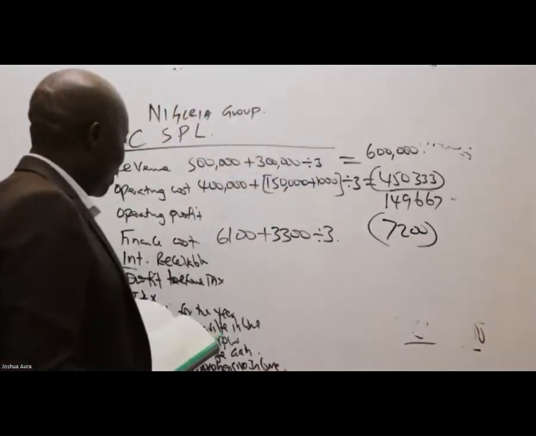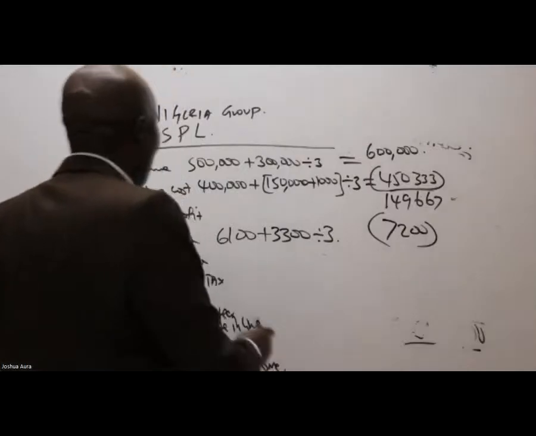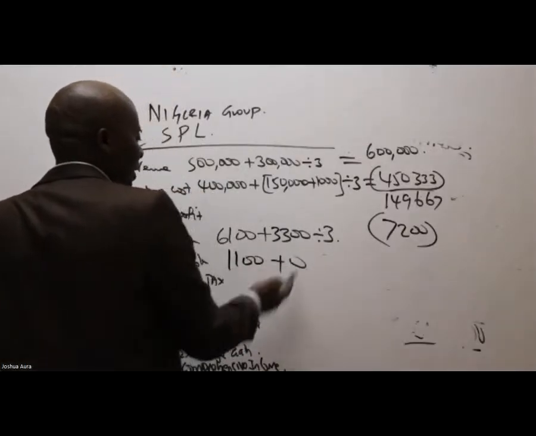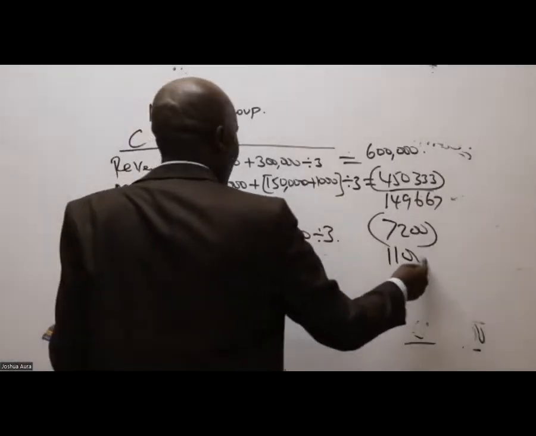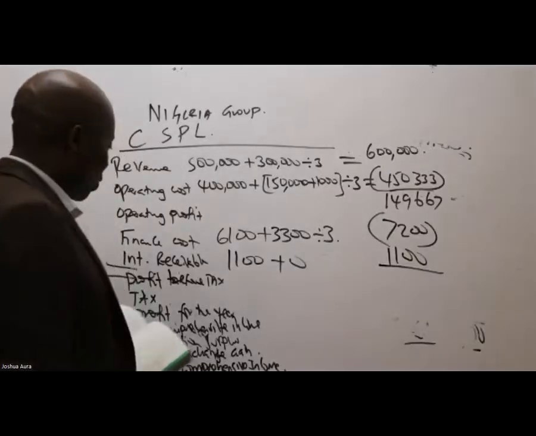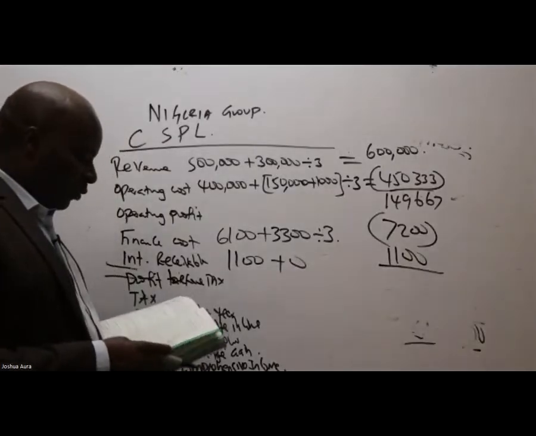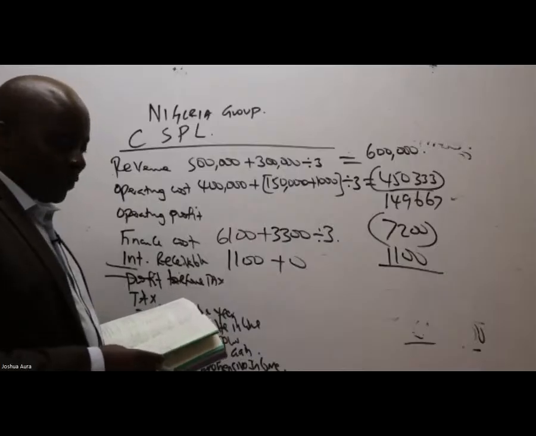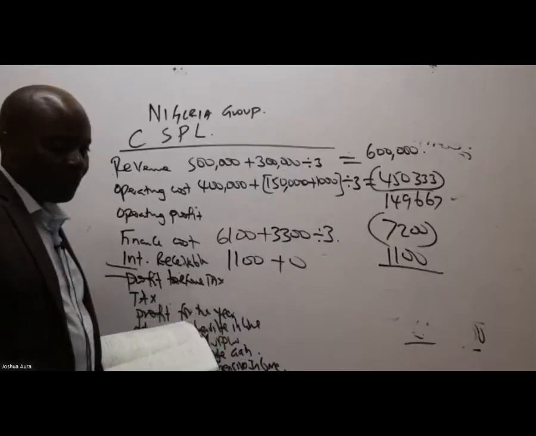And then we have interest receivable. Interest receivable is 1,100 plus 0, so there is no translation here. This gives me 1,100. It's an income. So could you kindly give me the profit before taxation very fast?